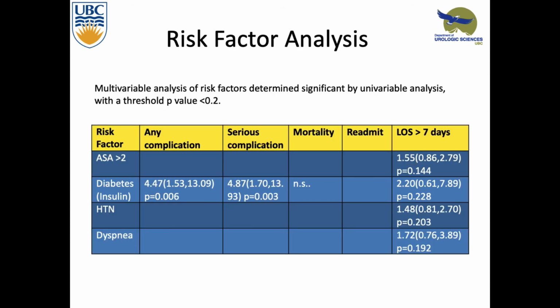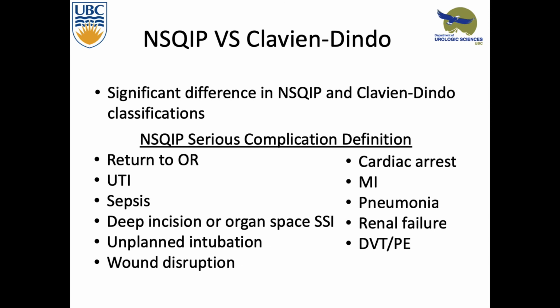Now, we did a multivariate analysis looking at risk factors determined significant by univariate. We used a threshold of 0.2, but also did 0.1. Kind of looked at it multiple ways. And in our cohort, diabetes, insulin dependent, was a significant negative risk factor for postoperative complication, both for any complication and serious complication. Length of stay was significant on univariate, but not multivariate, same with mortality.